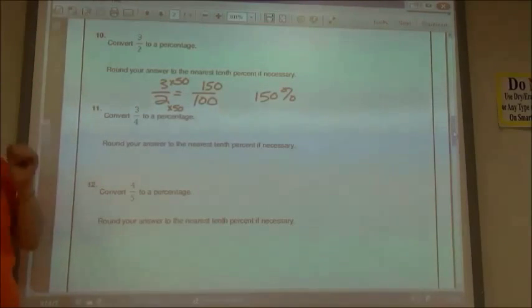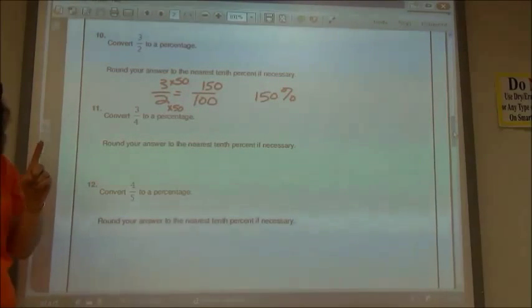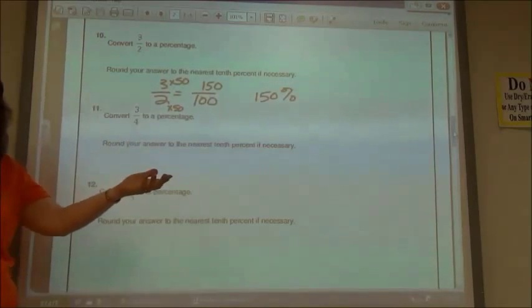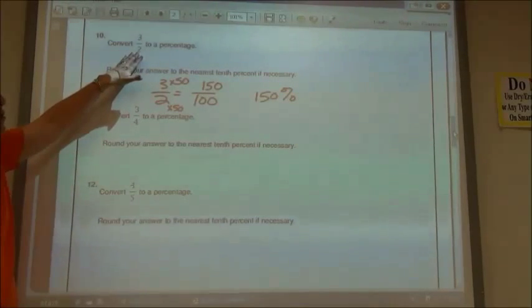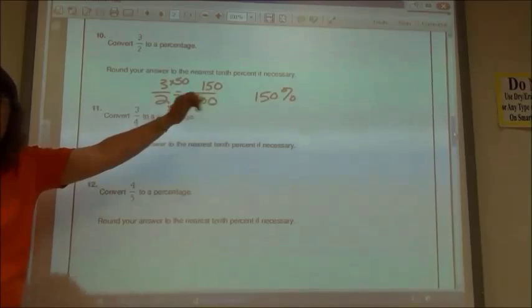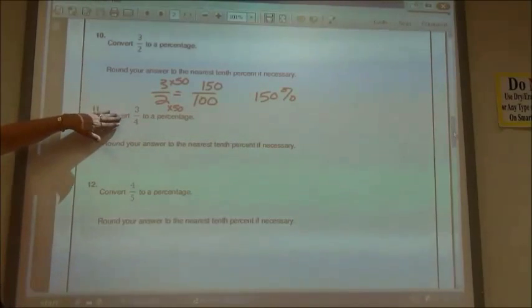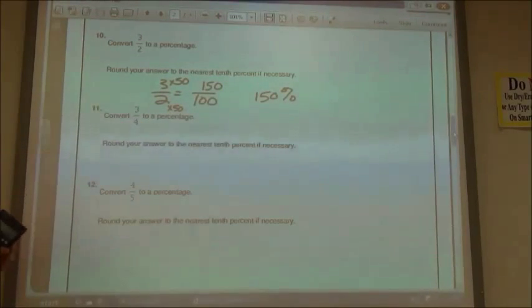If you think about a common thing, the number 1 whole circle is 100%. If my fraction is bigger than 1, I should have a bigger than 100%. If my fraction is less than 1, I should have less than 100%.